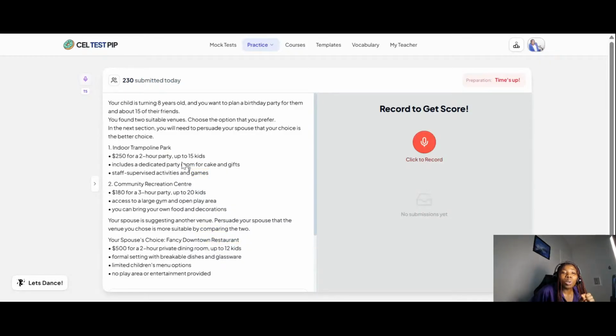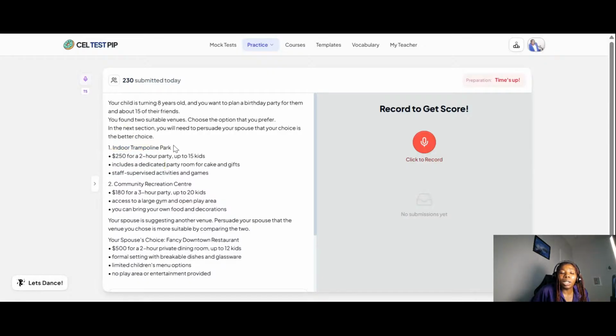What I'm trying to point out here is that you must use comparison. You must make sure that you are comparing it. You are not just saying, oh, my option is cheaper, it can do this, it can do that, and then you ignore comparison. The moment you do that, you are going to go down, down, down, because you did not do your task fulfillment.